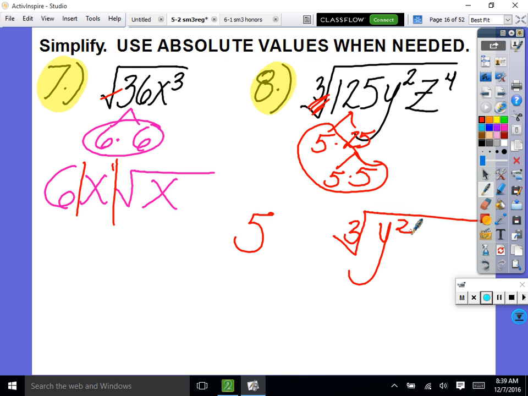Now let's do z to the 4th. We'll pull out a z, correct? What's left under our radical? Good, z and y squared. Here we go. Do we need absolute values? Even root? Nope, so we don't need absolute values.